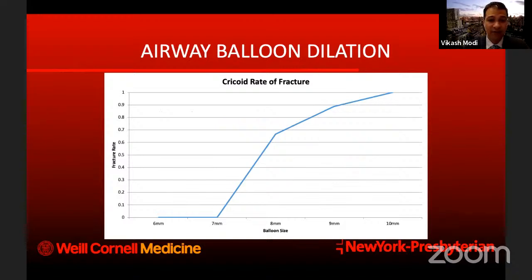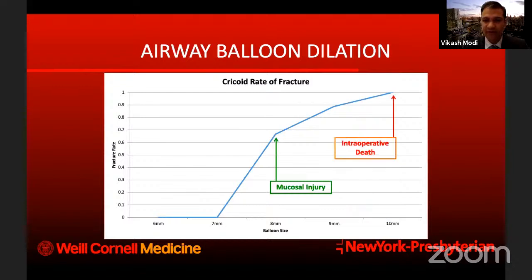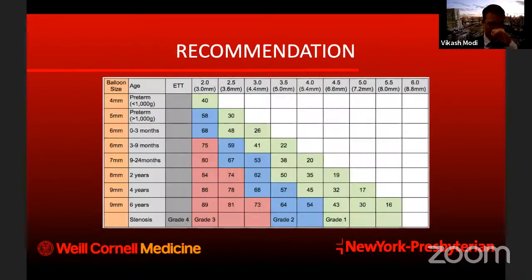So what we did find was that with the larger balloon, you start to get mucosal injury, meaning you can make things worse. You can make subglottic stenosis worse by using too large of a balloon. And then we found that if you used way too large of a balloon, these rabbits were actually dying on the operating room table. And they were undergoing cardiopulmonary arrest. So it is important to be cautious with balloon size and balloon use.